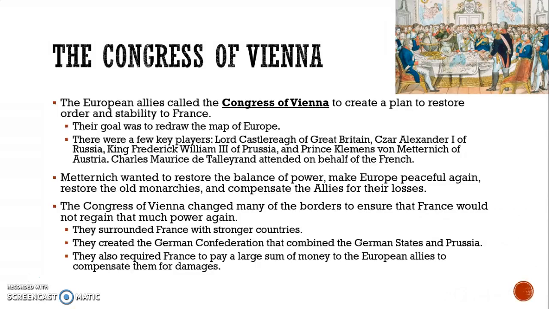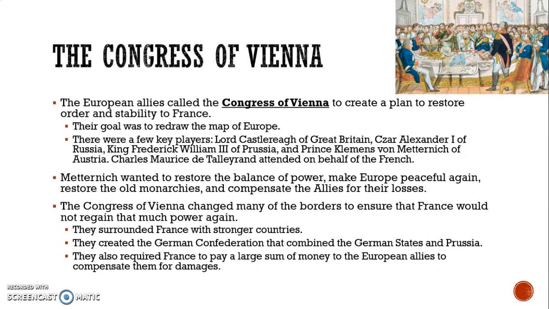The European allies then met at the Congress of Vienna to create a plan to restore order and stability to France. Overall, they wanted to redraw the map of Europe in order to make it more equal amongst the European powers. There were a few key players there: Lord Castlereagh of Great Britain, Tsar Alexander I of Russia, King Frederick William III of Prussia, and Prince Clemens von Metternich of Austria. And then Charles Maurice de Talleyrand attended on behalf of the French, since there was no ruler at that point.